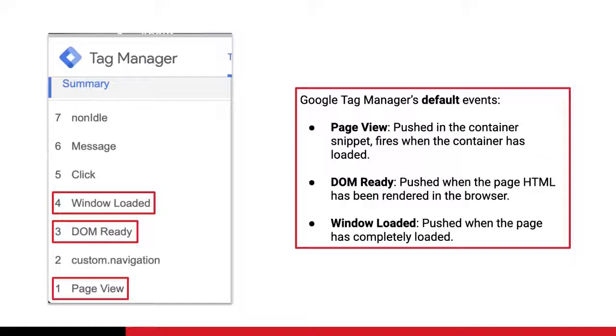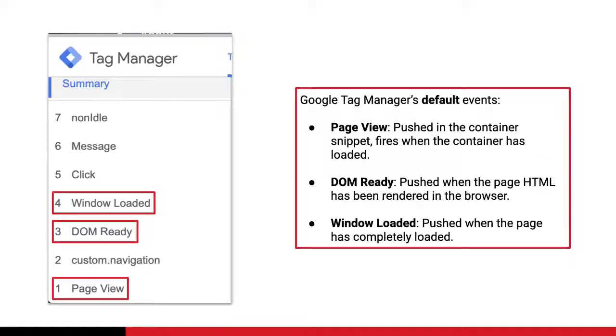DOM ready is pushed when the page HTML has been rendered by the browser. So when the browser has completely finished reading the HTML document itself returned by the web server, that's when the DOM ready event is pushed into data layer by GTM. The thing is that the container takes a while to load, so it's actually very common to have page view and DOM ready enter data layer almost immediately at the same time. And this is simply because it's very common to have the container load after the document object model has been signaling its ready status.